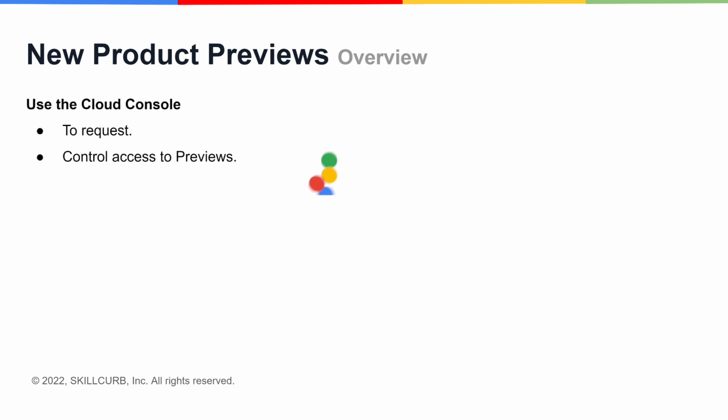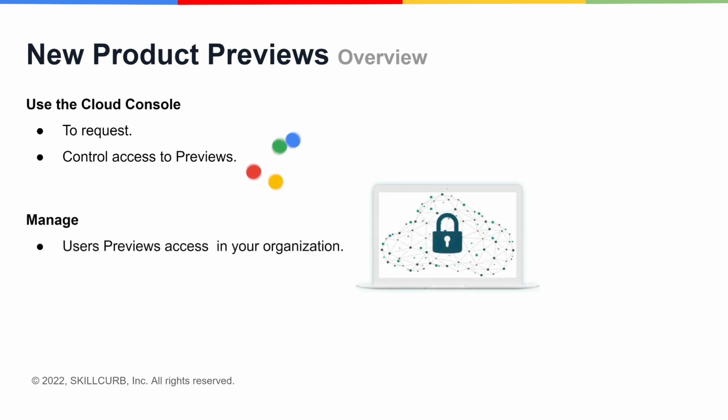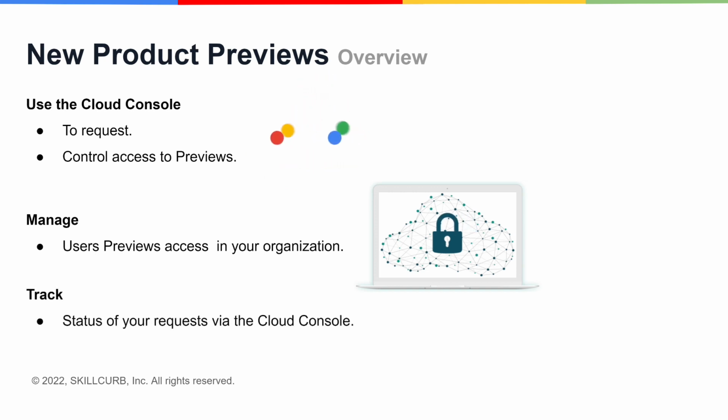You can use the Google Cloud Console to request and control access to previews in addition to interacting with your TAM. You may manage which users in your organization have access to previews and track the status of your requests via the Cloud Console.